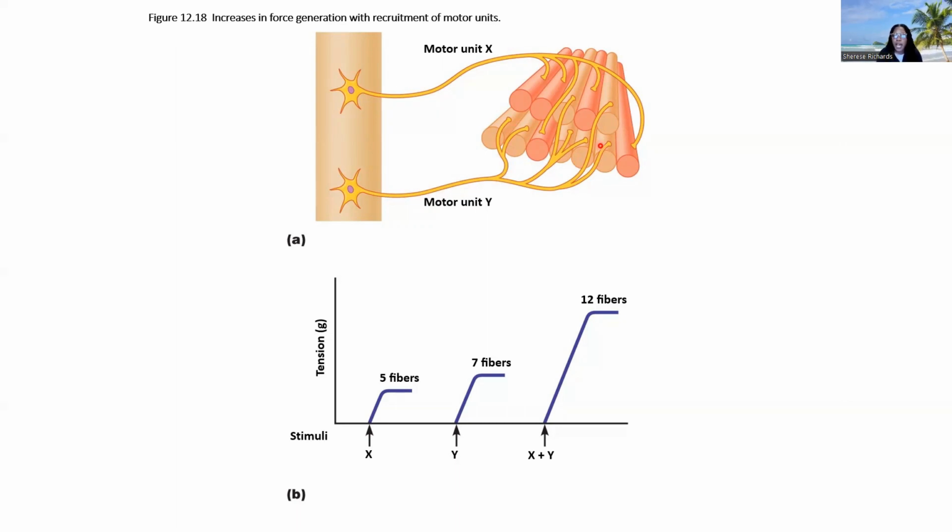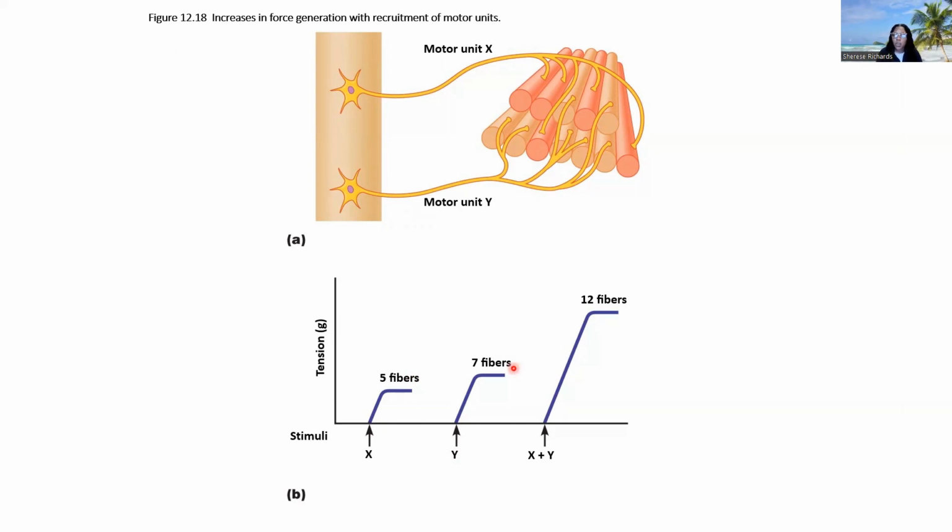So let's say I'm lifting an object that requires a small amount of force. If motor unit X is contracting, that may be enough force to overcome a small load. If I want to lift a heavier object, and that requires slightly more force, I'm going to have to recruit an additional motor unit to help generate some more force. So I'm going to recruit motor unit Y, which has 7 fibers attached to that motor neuron.